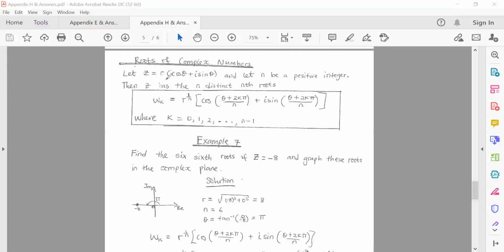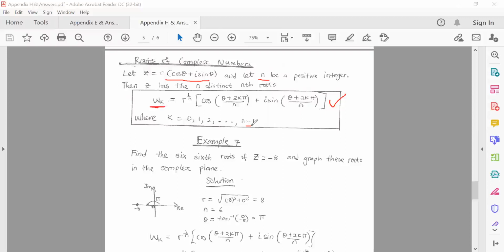So let Z be this complex number in polar form. Again, when we talk of the roots of a complex number, we still want your Z to be in polar form. And I say let N be a positive integer. N has to be some positive integer. Then Z has N distinct roots, and these are the N roots. We call them W subscript K, where K is from 0 all the way to N minus 1.